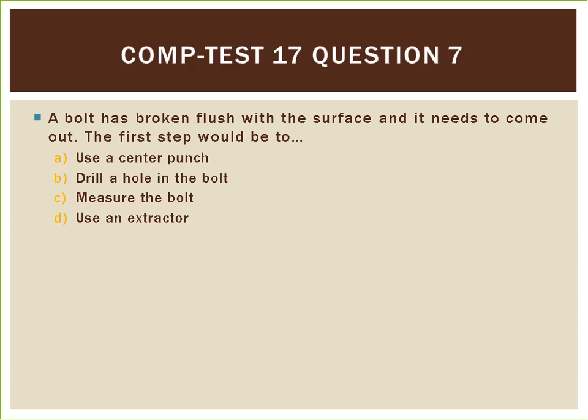CompTest 17, question number 7. A bolt has broken flush with the surface and it needs to come out. The first step would be to: A, use a center punch; B, drill a hole in the bolt; C, measure the bolt; D, use an extractor.